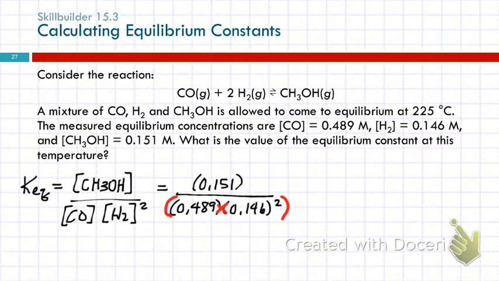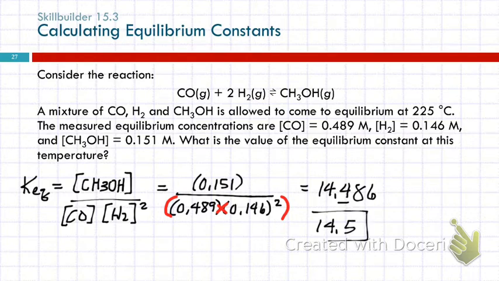So we'll do that. 0.151 divided by, let's open parentheses, 0.489 times 0.146 squared. Your calculator should have an x squared button, and you can just press that. And then close the parentheses, and I'm getting 14.486. All of my numbers here had 3 significant figures, so I should keep 3 sig figs. 14.4 would be 3 sig figs, carry 2 extras, and then when I round that I get 14.5. And again, the equilibrium constant does not have any units.